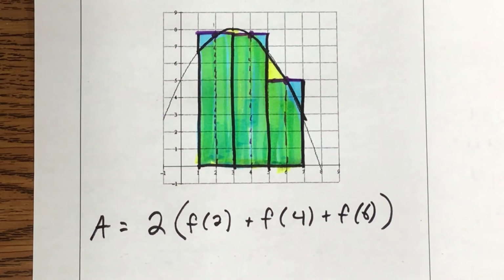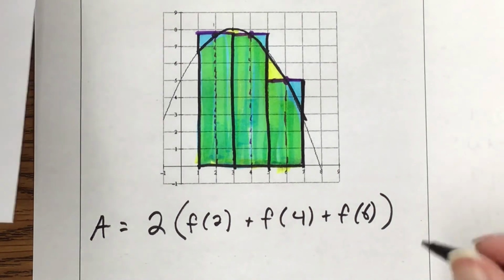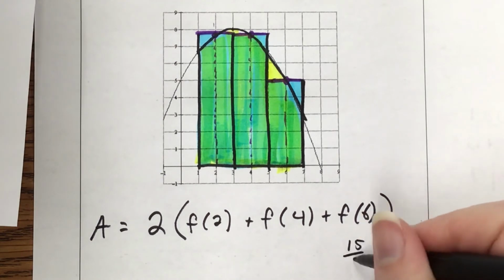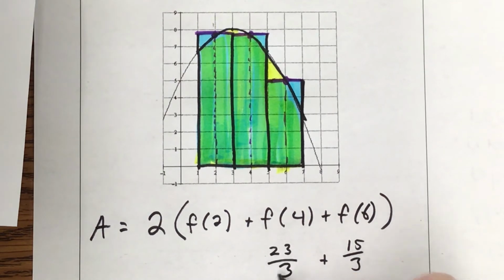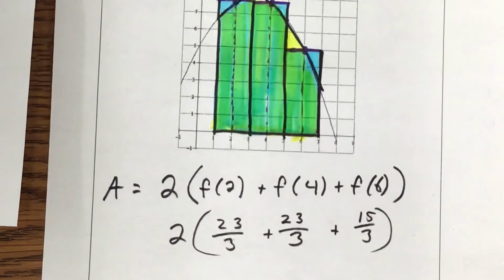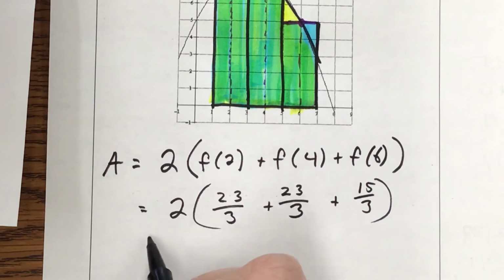Let's figure out f of 2, f of 4, and f of 6. We figured that out earlier. So f of 6 was 15 over 3. It's 5, just 15 over 3. F of 4 was 23 over 3. And f of 2 was also 23 over 3. So we can add those 3 things up and then multiply them by 2 and get the whole area.